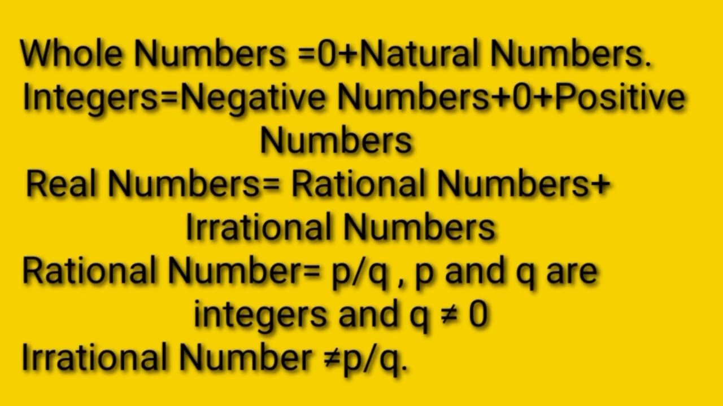In short, we can write whole numbers equal to 0 plus natural numbers, integers equal to negative numbers plus 0 plus positive numbers, real numbers equal to rational numbers plus irrational numbers. A rational number is expressed in p by q where p and q are integers. Irrational numbers cannot be expressed in the form of p by q.